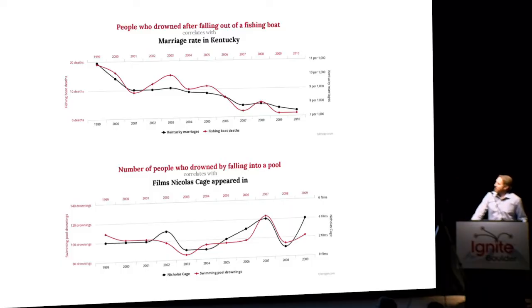Sometimes data can be a little bit more confusing in how you represent it or understand it. For example, trying to correlate marriage rates in Kentucky with the number of people who have drowned after boating accidents, or the lethality of Nicolas Cage films, which is personally pretty terrifying.